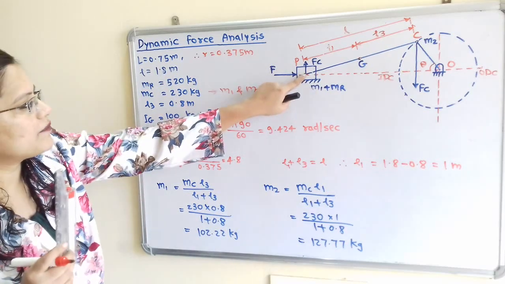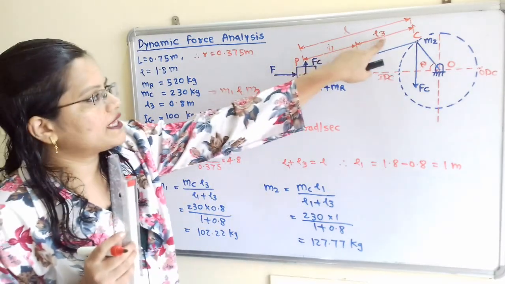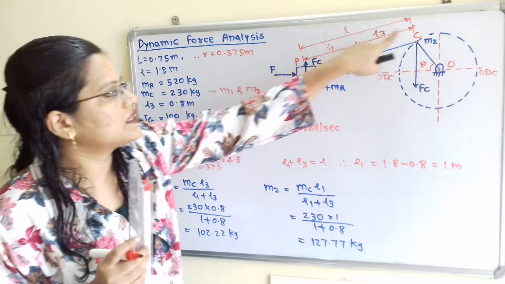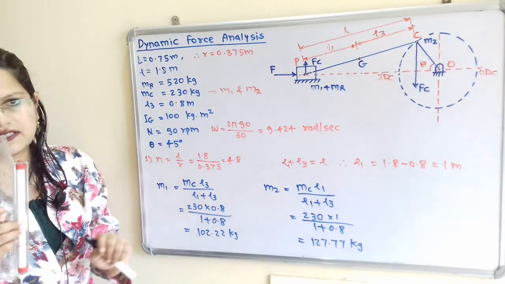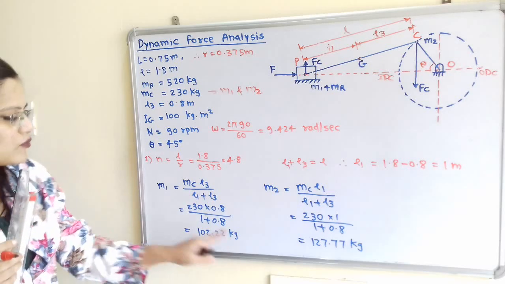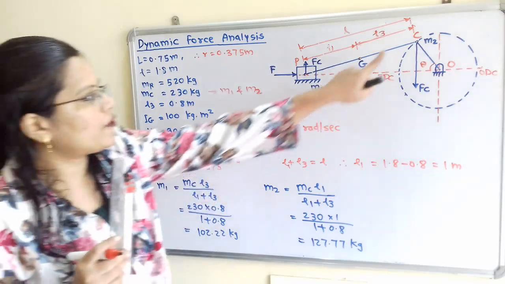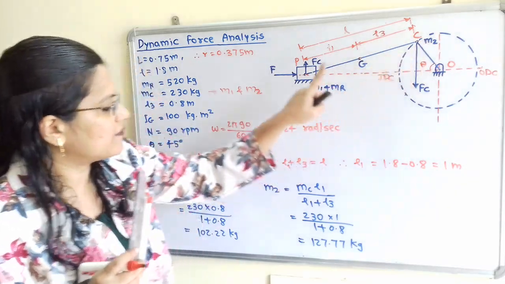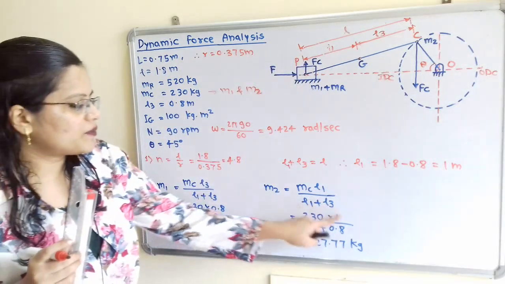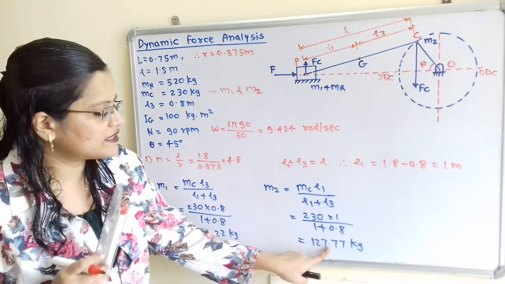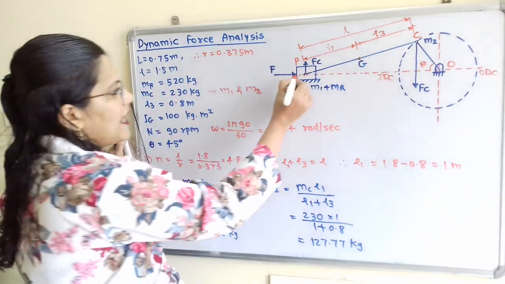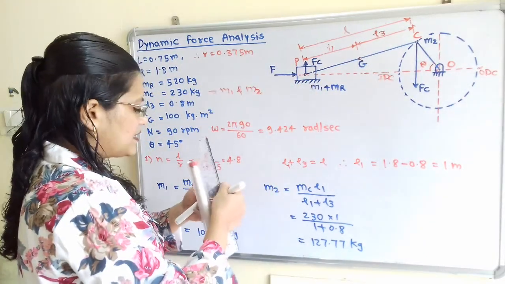M1 is equal to Mc into L3, so we have to take the opposite side length. Mc, the mass of the connecting rod, into L3 divided by L1 plus L3. When we put the values, we get the answer 102.22 kilograms. Now for mass M2, M2 is equal to Mc into L1 divided by L1 plus L3. When we put the values, we get 127.77 kilograms.